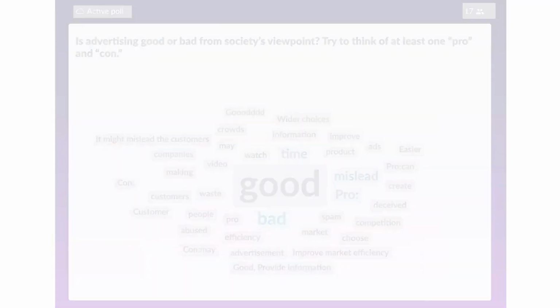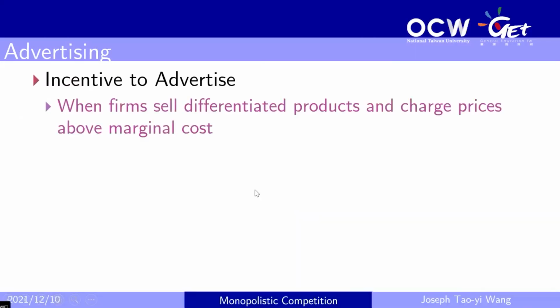All right, so let's take a look. What provides the incentives for firms to advertise? Well, if the firm is selling a differentiated product, and so it can charge a price above the marginal cost, what that means is that by advertisement, you can distinguish your product from other competitors. So advertisement could help you attract more buyers. That's where you get incentives to advertise.